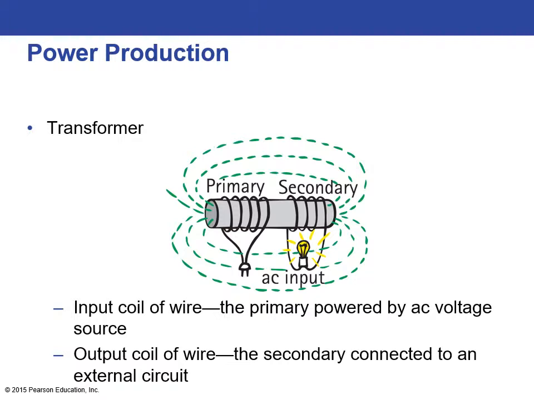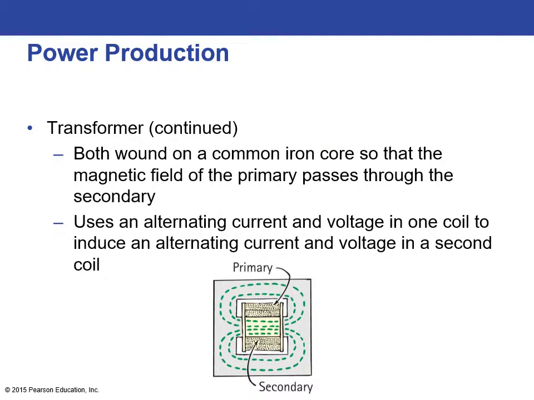A transformer has an input coil of wire, the primary, powered by an AC voltage source, and an output coil of wire, the secondary, connected to an external circuit. Both are wound on a common iron core, so the magnetic field of the primary passes through the secondary, using an alternating current and voltage in one coil to induce an alternating current and voltage in the second coil.